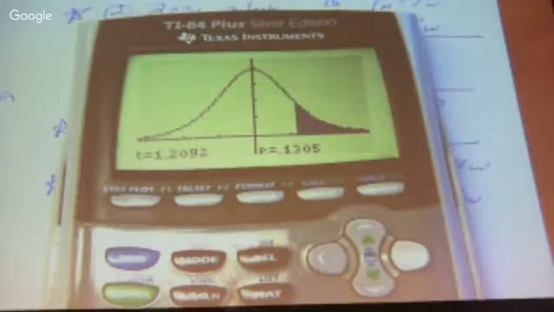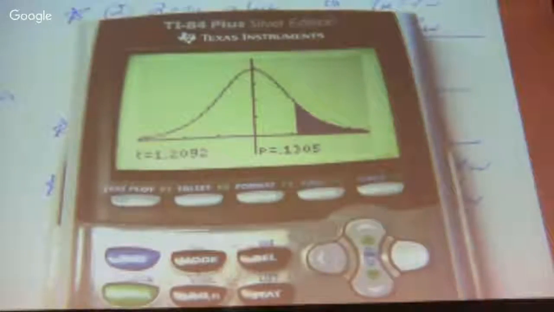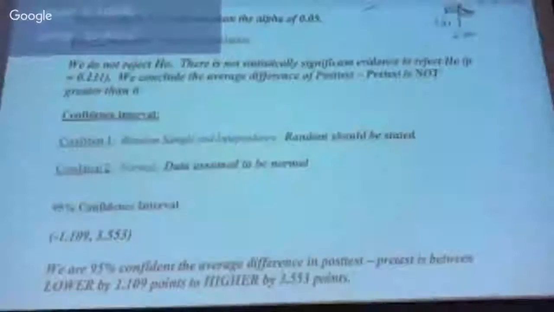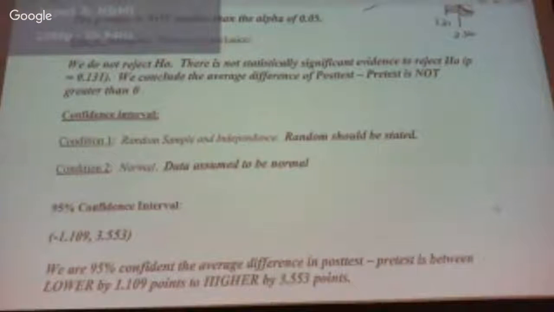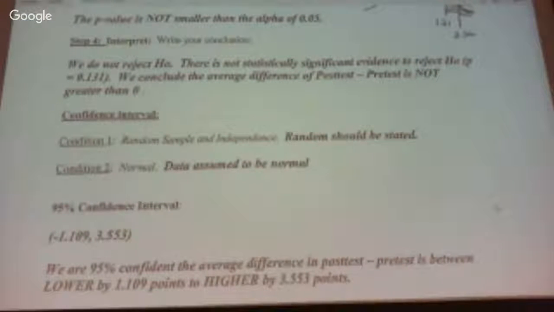So alpha is 0.05. Is your p-value 0.13 smaller than 0.05? No. So what do we do? We fail to reject, or do not reject, H0. There is not enough evidence to reject. We conclude that the average difference post minus pre is not greater than 0. Not greater than 0.